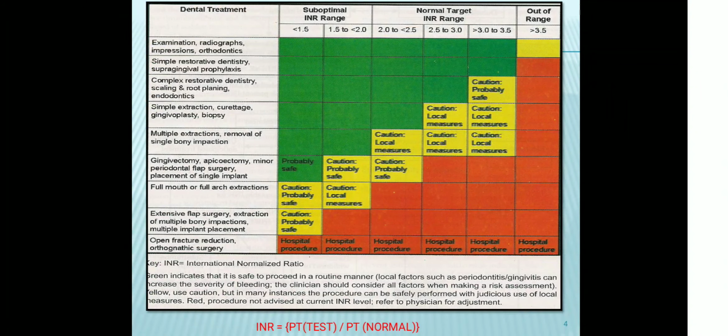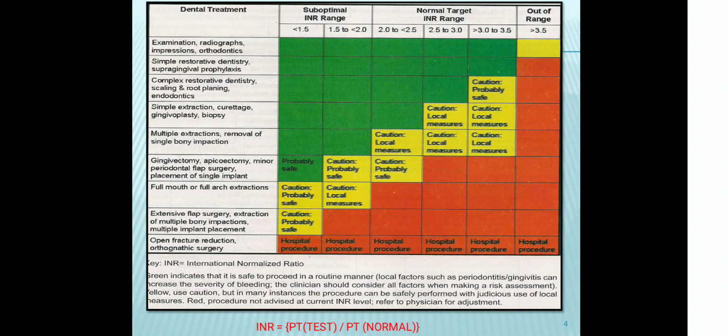Gingivectomy, apicectomy, and minor periodontal flap surgeries are only safe up to an INR value of 1.5. Full mouth extractions are not to be done in such cases. Such cases should be kept under very short appointments, with caution at every step for full mouth extractions and full mouth rehabilitation. Extensive flap surgeries, extraction of multiple bony impactions, and multiple implant placements are not advised in such patients. Caution has to be taken. Ideally, a single tooth implant should be done in such cases. Open fracture reduction and orthognathic surgeries are all done under hospitalization of these patients.